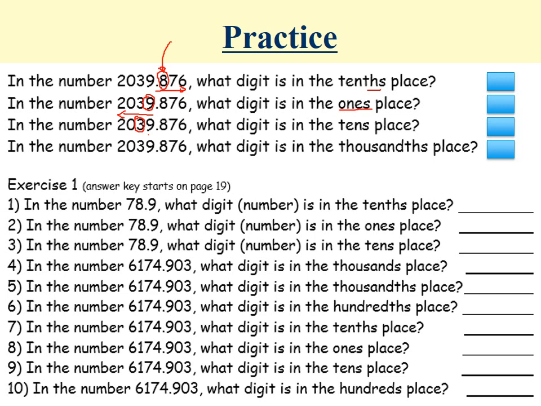What digit is in the thousandths place? So now we have a "ths". We know we're on the right side of the decimal. This is the tenths. This is the hundredths. This is the thousandths. 6. So you can practice that with the remaining problems here. And it would be a good idea to compare answers with each other to make sure you're on the right track. And let's see if our answers are correct. They were.